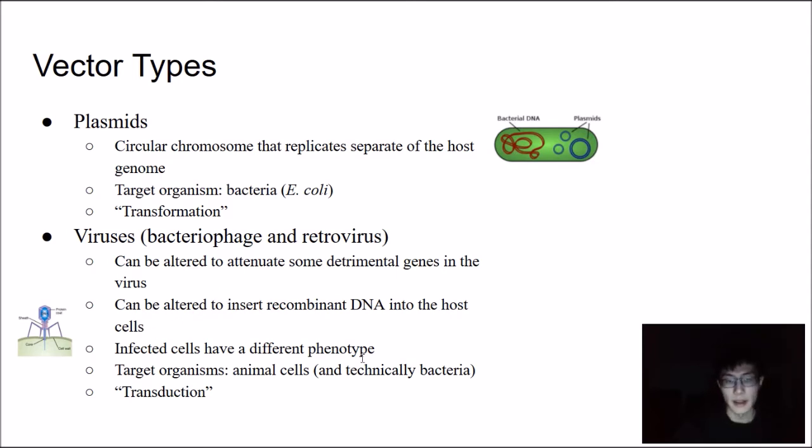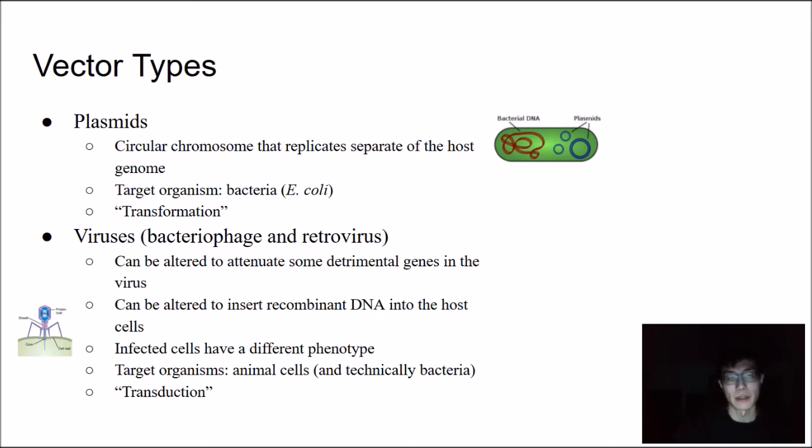So the infected cells often will express some kind of a different phenotype for easy identification purposes, and target organisms include animal cells, but also technically bacteria as well in the case of bacteriophages. And this process of putting, for instance, some kind of a DNA or just a nucleic acid sequence using a viral vector, so using a virus to inject a nucleic acid sequence into a bacteria, that's called transduction.